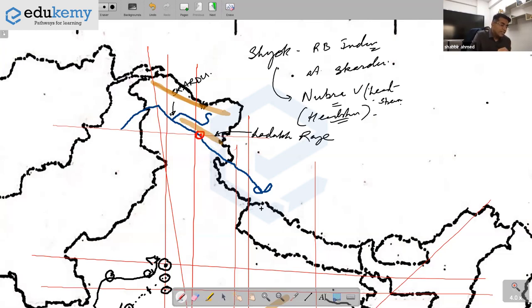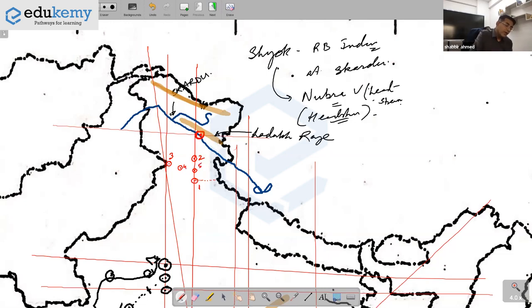Now you have river Satluj. Anybody knows these places now? I'm asking you the places. Anybody knows what is this place here? What is this place here? This place here. So 1, 2, 3, 4. It would be a little further down. This is 4, and this is 5.